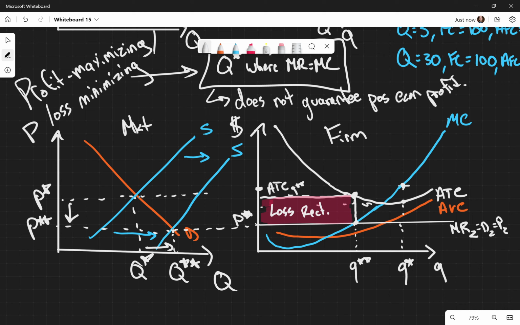Now, the whole point of this section is the shutdown point. So part of what we're asking ourselves is, why would we keep operating if this were the case? Let's say that I calculated this loss and I figured out that this loss rectangle was equal to $200. What if I also told you that the fixed costs for the whole business is equal to $320?